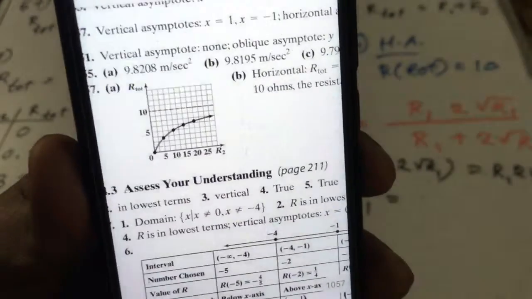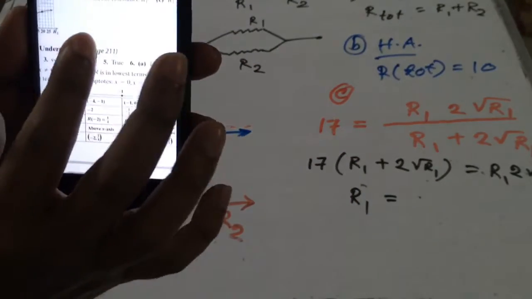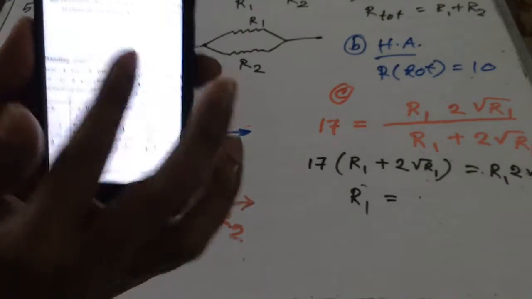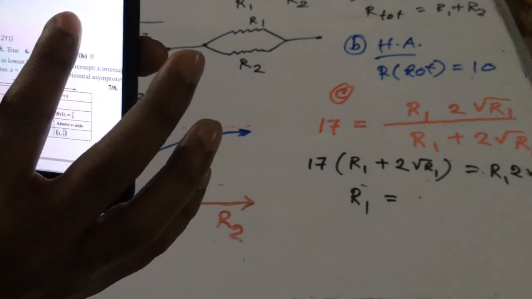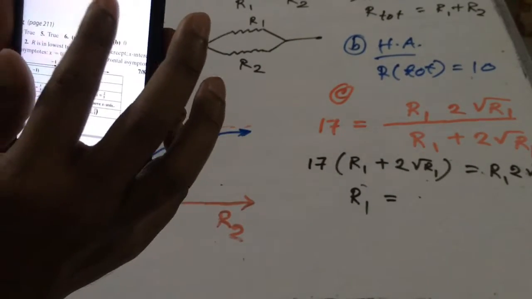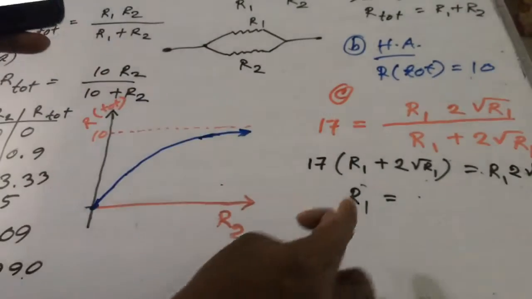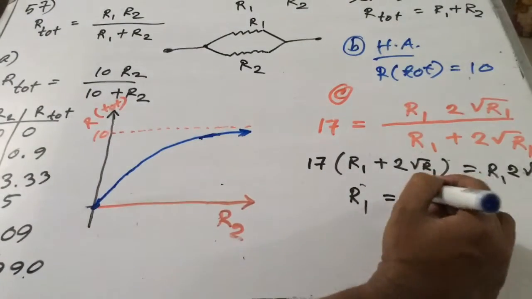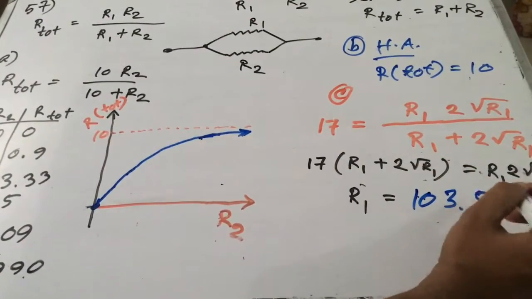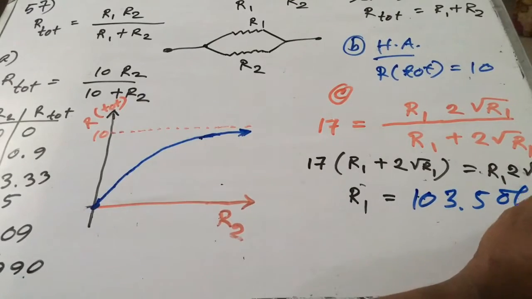See, this is the graph. Can you see there? This graph is this graph, and the horizontal asymptote is R total equals 10. This is the answer. And the last one is the resistance without the bound. This is not 106, this is 103.5 ohms. If you solve it, 103.5 ohms will come. 103.5 ohms will be the solution here.